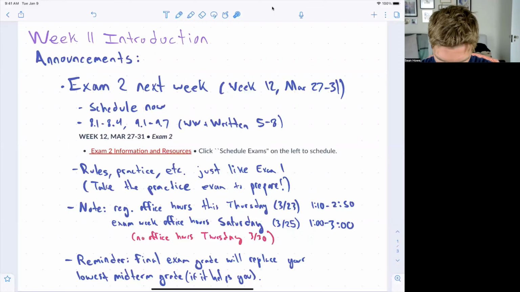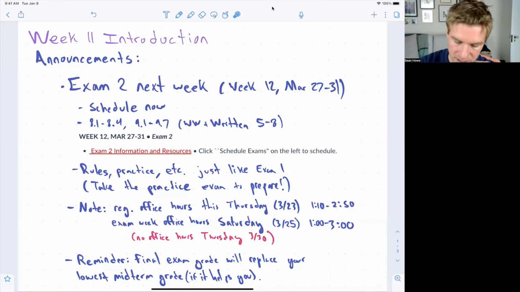And the big announcement, of course, is that the second exam is next week. That's week 12, March 27 to 31st. Do go ahead and get that scheduled now in the schedule exam section, where it's just like the first exam, where you take it in the proctoring center. But do go ahead and get that scheduled earlier rather than later, just to make sure you can get a good time slot that works well for you.